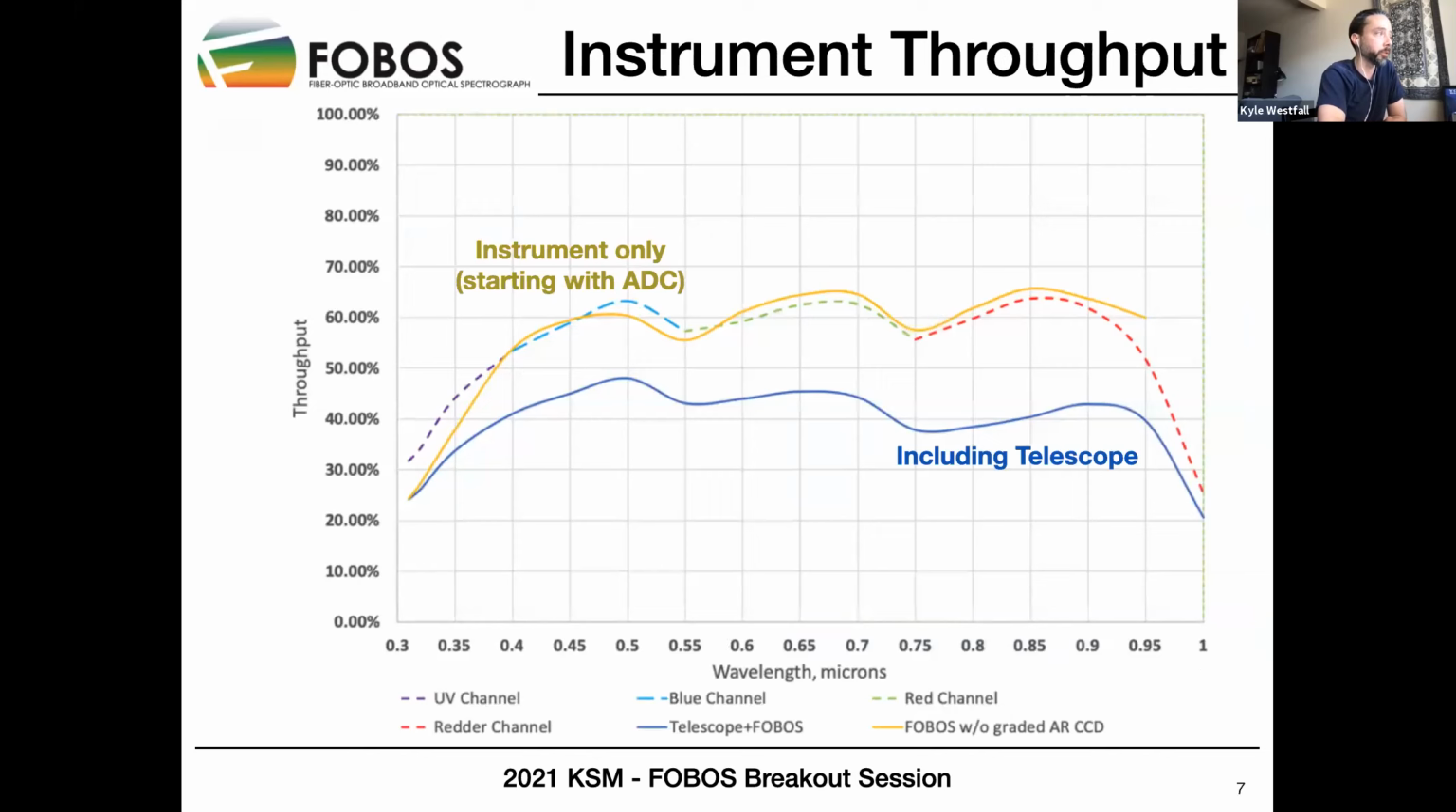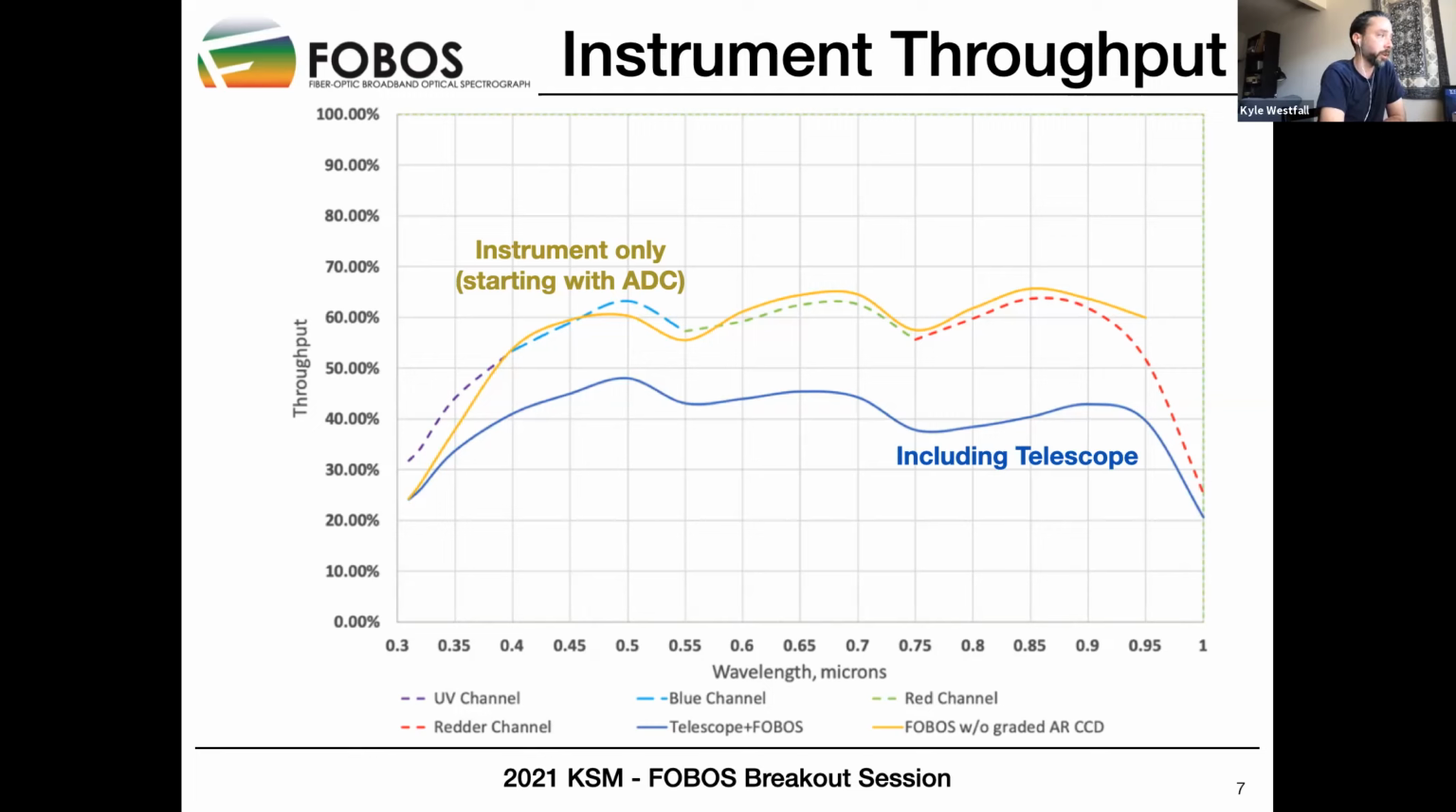So here's the throughput curve. There are 4 different channels. That's why you see these 4 different effective humps in the throughput distribution. And the dashed lines are colored by the throughput for each channel, basically. The top 2 lines are just the instrument starting at the ADC, and including 2 different options for how the CCDs are coated. And then the blue line includes the telescope. And I believe it's the orange line plus the telescope through the 3 reflections from the mirrors.